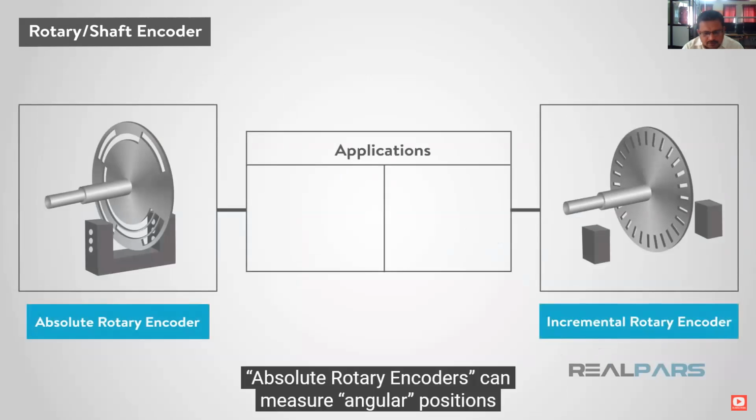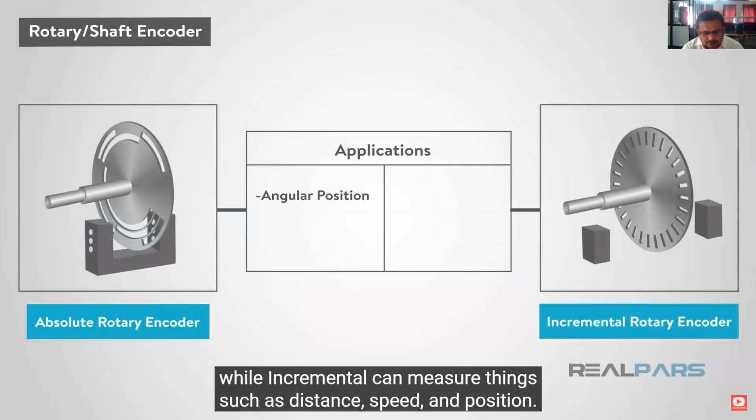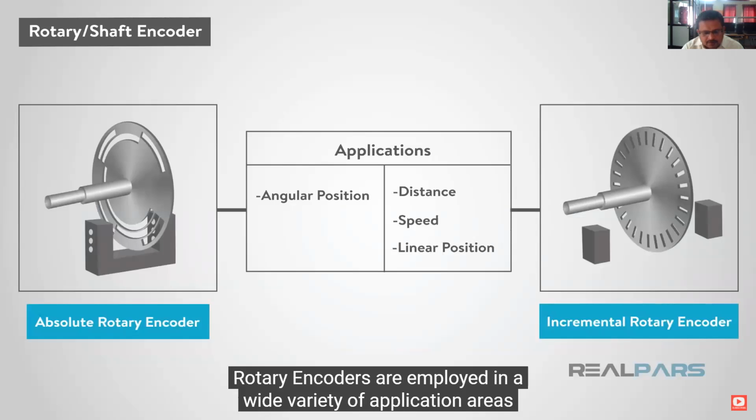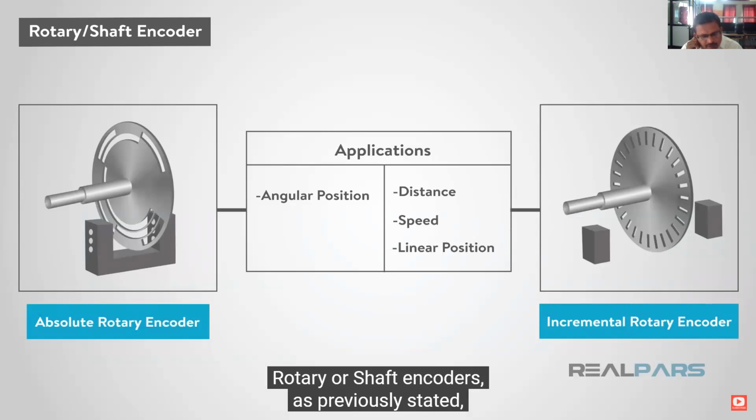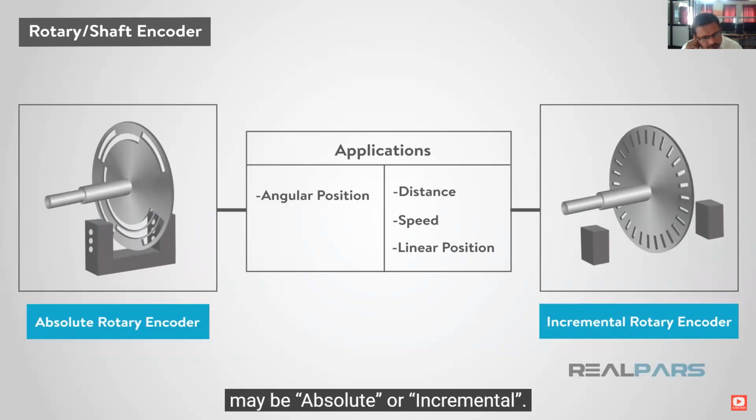Absolute rotary encoders can measure angular positions, while incremental can measure things such as distance, speed, and position. Rotary encoders are employed in a wide variety of application areas, such as computer input devices like mice and trackballs, as well as robotics. Rotary or shaft encoders, as previously stated, may be absolute or incremental.